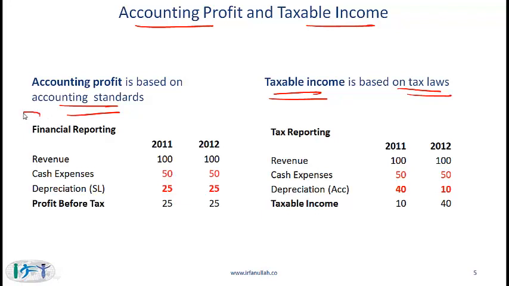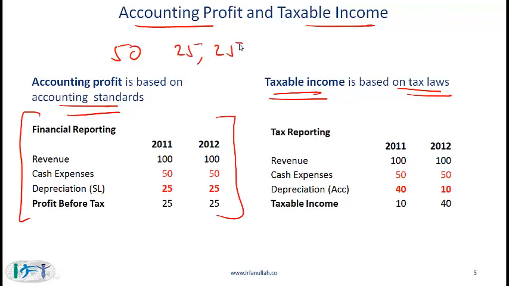What we are looking at over here is a very simple excerpt from an income statement. We have a certain revenue, cash expenses, and this particular company has purchased an asset for 50, which it is depreciating over 2 years. So it is doing straight line depreciation as far as financial reporting is concerned. The profit before tax, which is another term we can use for accounting profit, is 25.